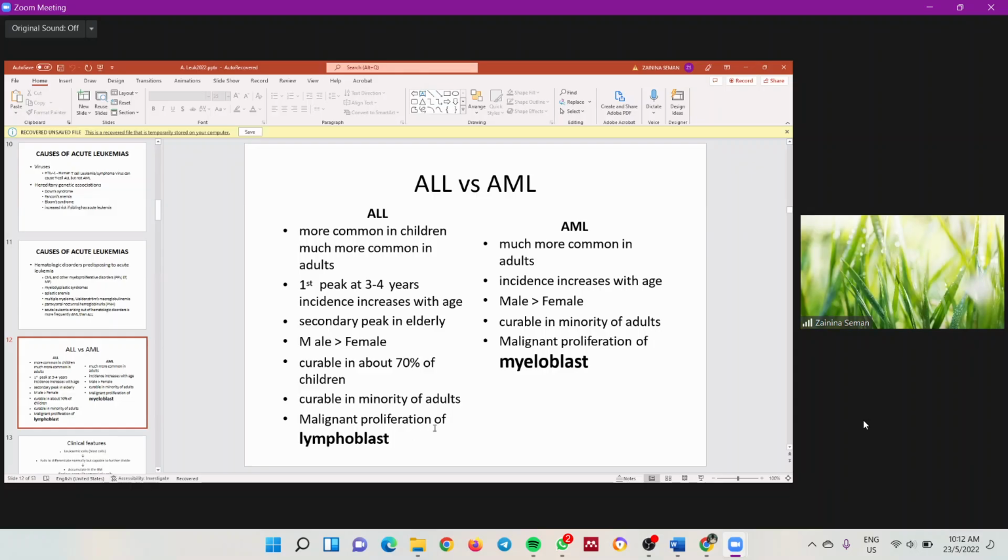And the most important difference between ALL and AML is this one. ALL is the proliferation of lymphoblasts, whereas AML is the proliferation of myeloblasts. So this is the thing that gives the differentiation between ALL and AML.